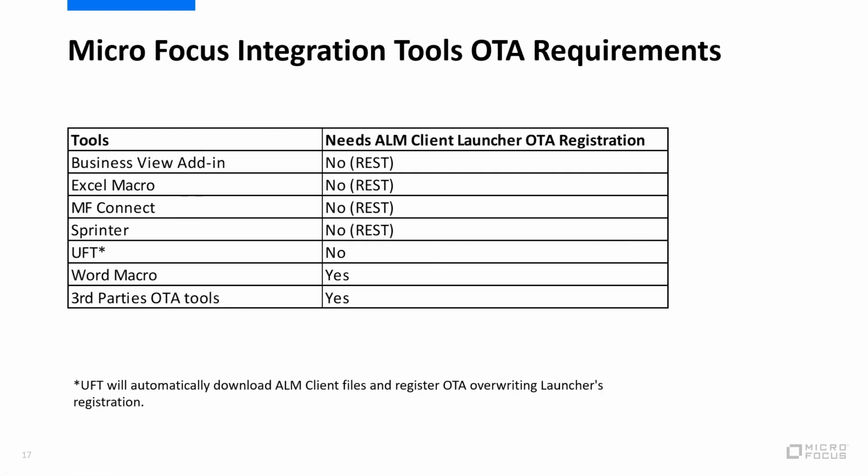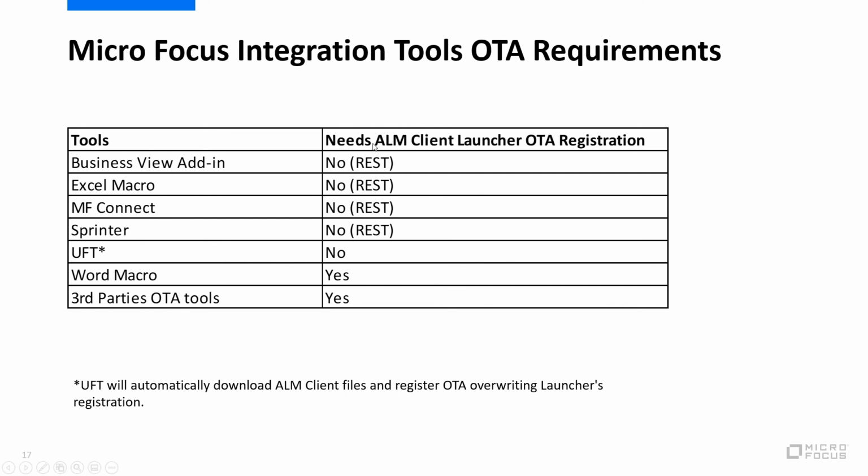Now, ALM usually has a number of integration tools that are available here. I just have some of the most common ones. So you have Business View, Excel add-in, Excel macro, MF Connect, Sprinter, UFT, Word macro, and you may also have other third-party tools that use OTA to connect to ALM.